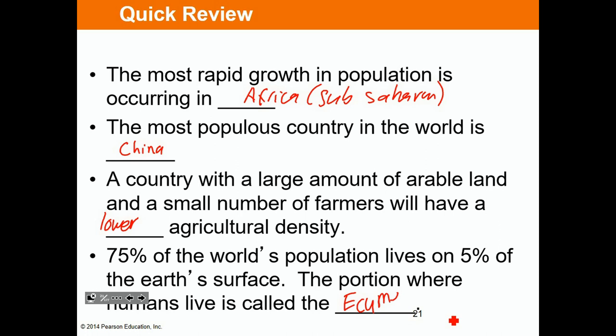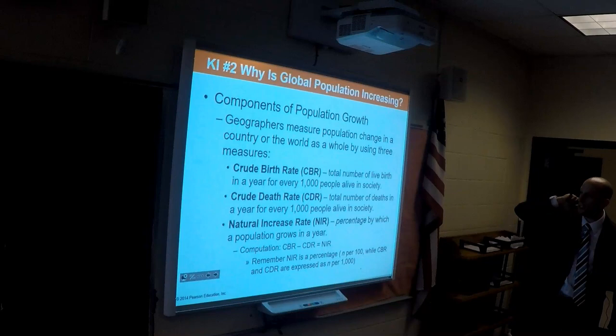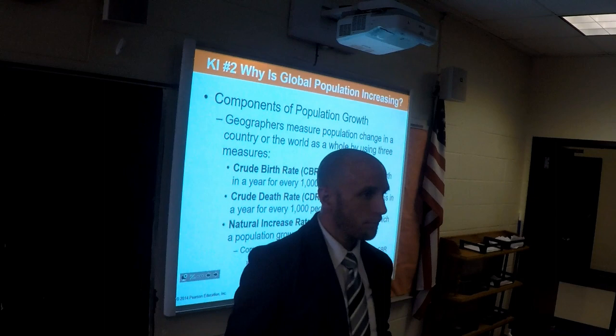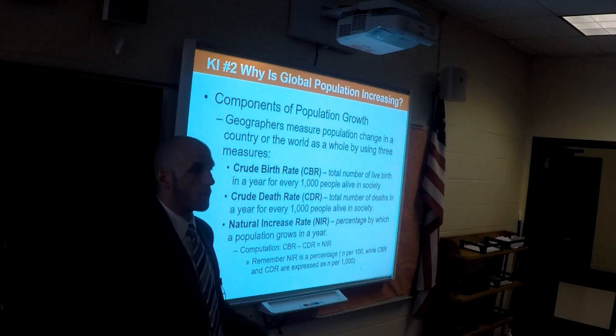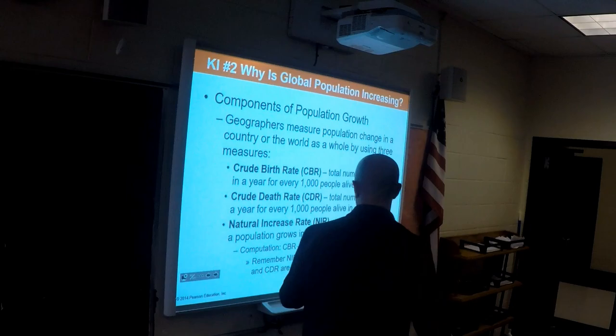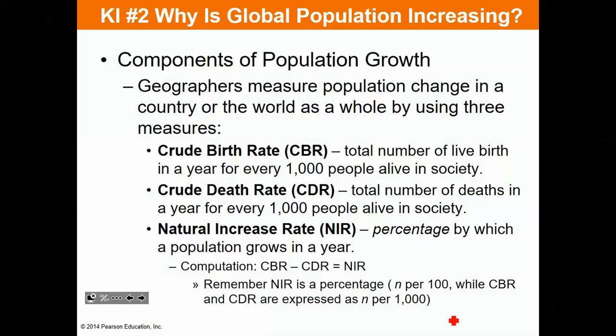Okay, moving on. Components of population growth: you've got crude birth rate, crude death rate, and natural increase. The birth rate is how many live births per 1,000 people. Death rate, how many deaths per 1,000 people. I almost said live deaths per 1,000. Natural increase is when you subtract the two from one another, and the number left over is going to determine that the population is either rising or going down, depending on how those numbers balance out. So what you're going to do, computation-wise, is subtract the death rate from the birth rate. If you get a negative number, what does that mean?